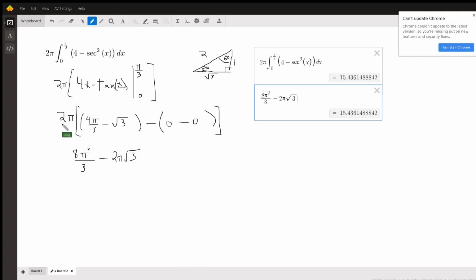And if we want to, we can distribute this 2 pi times each term inside the parentheses. 8 pi squared over 3 minus 2 pi over 3. And here's some proof on Desmos that apparently those equate to the same value.